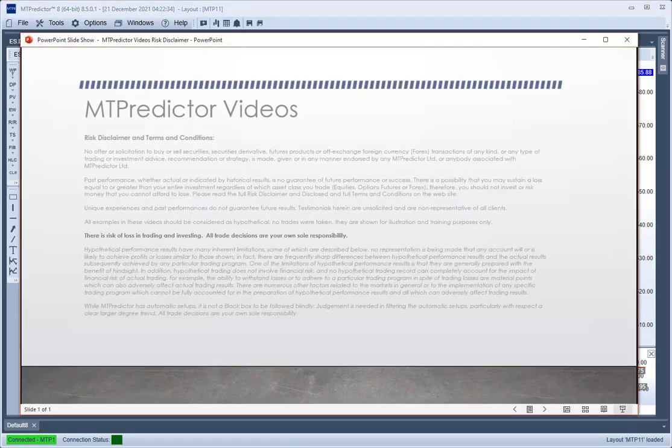But let's start with our risk disclaimer and just remind you that all examples in these videos should be considered as hypothetical. No trades are actually taken, they're just shown for illustration and trading purposes only. Remind you there's a risk of loss in trading and investing. Put another way, all professional traders know and understand, but more importantly accept, that losses can and will and do unfold. It doesn't matter what trading approach you take, there always will be losing trades.